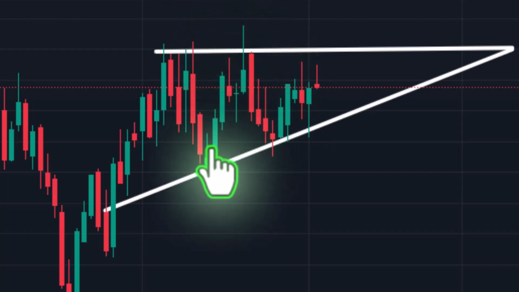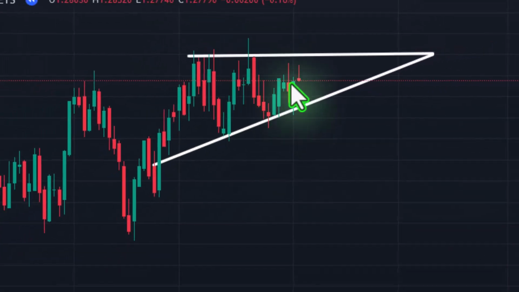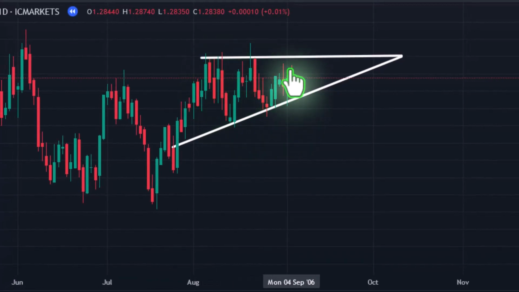The second point says there has to be a decrease in volume. You can see this is the sign of consolidation, and the next point that we need to confirm now is a breakout. So we need to confirm a breakout before we can trade this pattern.